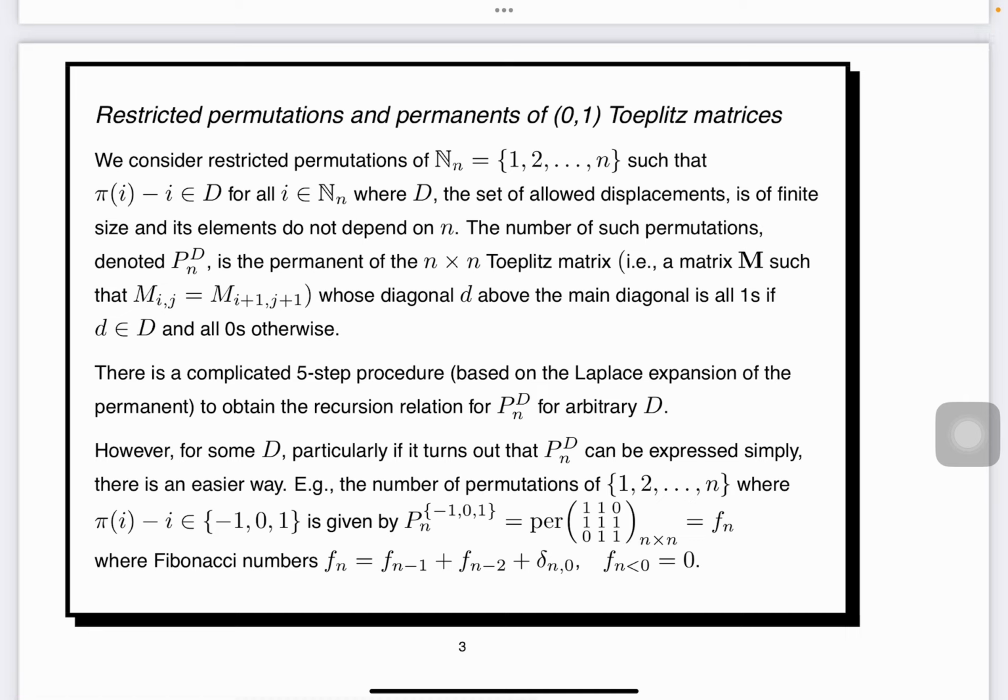So the permutations we're interested in today are ones where pi_i minus i is a member of a finite set D of elements, and to enumerate those permutations, they're actually equal just to the permanent of a Toeplitz matrix, which is made of 1s and 0s, and the dth diagonal above the main diagonal is all 1s if d is a member of the set big D.